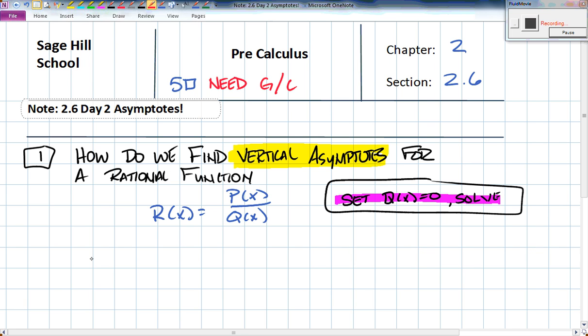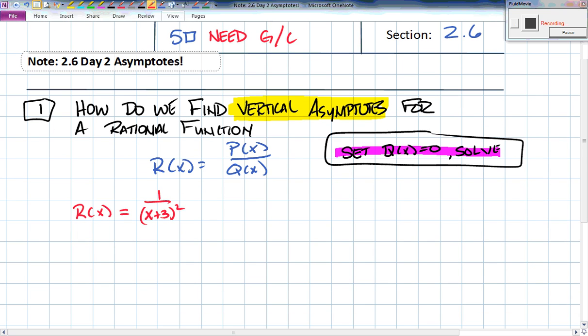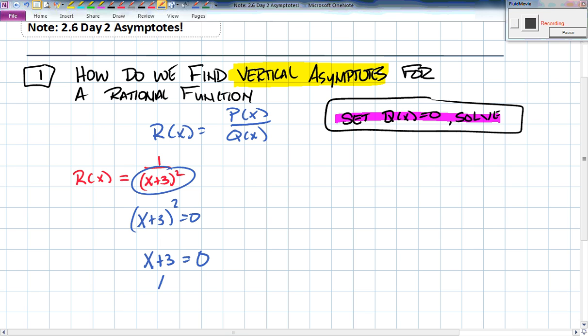So as an example, if I gave you a rational function, r of x equals 1 over x plus 3 squared, I would set the denominator, the q of x part, which is x plus 3 quantity squared, equal to 0, and I would solve. Well, that's pretty easy to do. That just means x plus 3 is equal to 0, so that means that x must be equal to negative 3.